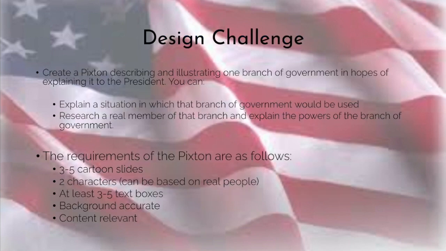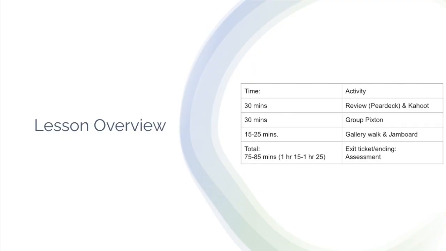The design challenge, you're going to create a Pixton describing and illustrating one branch of government, and the requirements of the Pixton are as follows: 3 to 5 cartoon slides, 2 characters, 3 to 5 text boxes. And for 30 minutes it's going to be a quick review using Pear Deck, and then of course a Kahoot. I parceled that up as 20 and 10, but that could really be whatever you think the class needs.